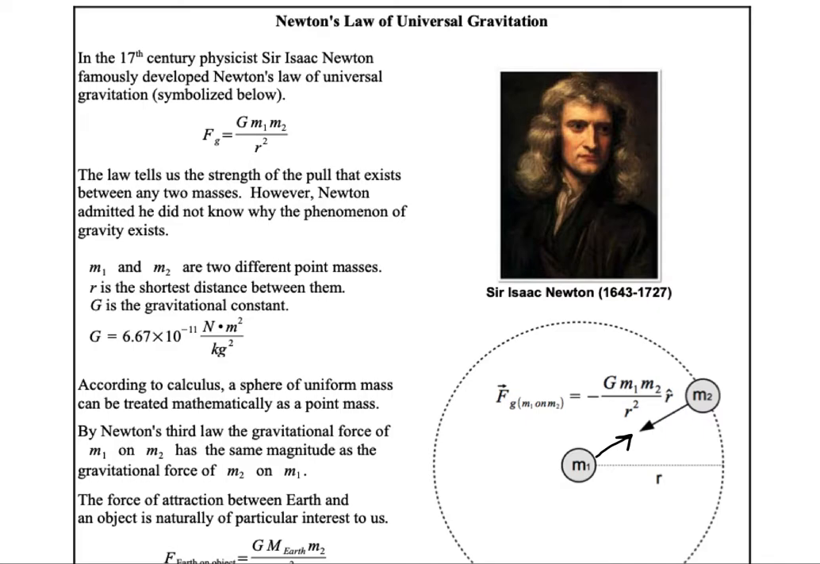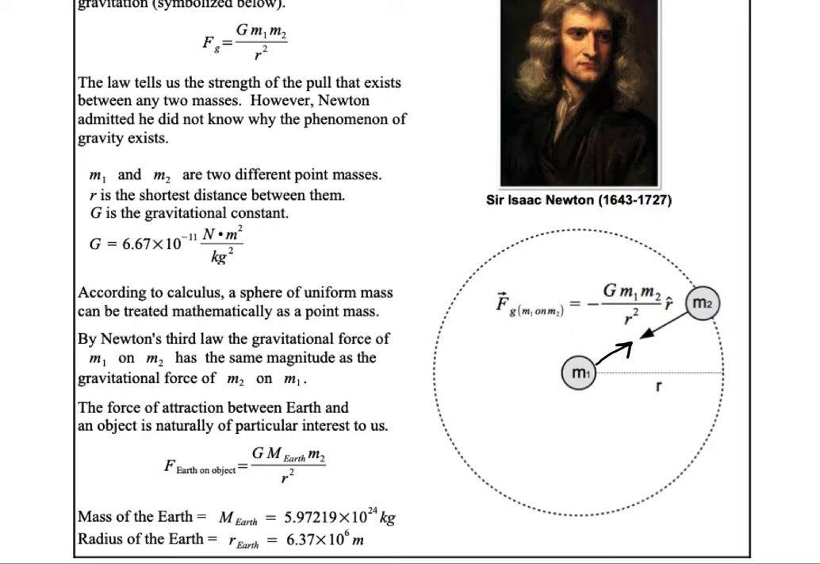However, Newton admitted he did not know why the phenomenon of gravity should exist at all. It wasn't until Einstein's theory of general relativity in the early 1900s that the reason for gravity being there was explained. G is the gravitational constant, which tells us how well the gravitational force is transmitted through space. Some other common constants we use with Newton's law will be the radius of Earth and the mass of Earth. We do a lot of calculations with that.